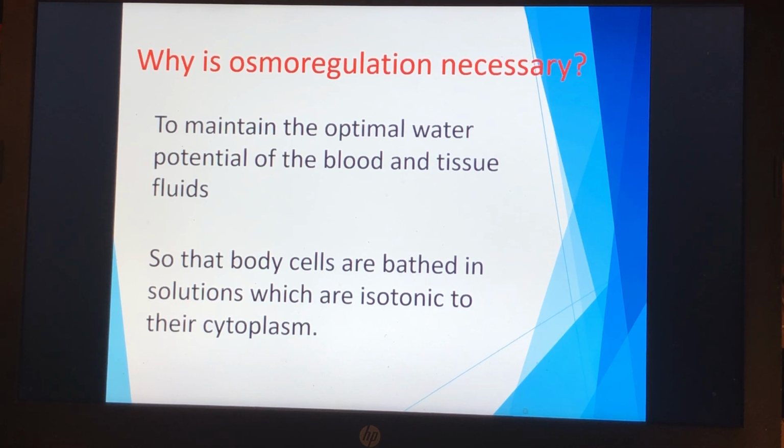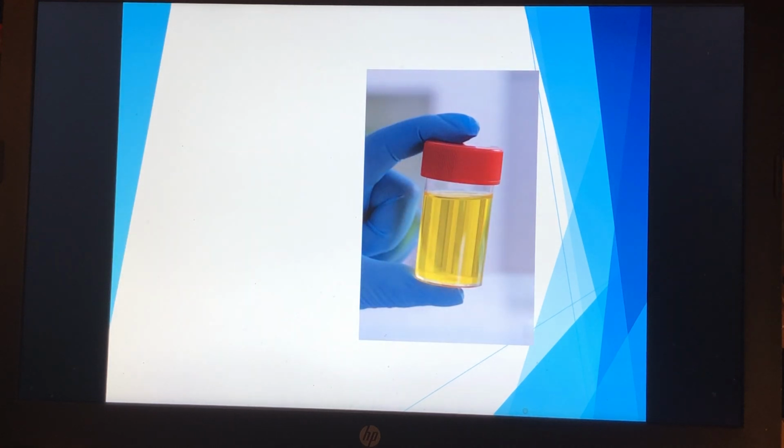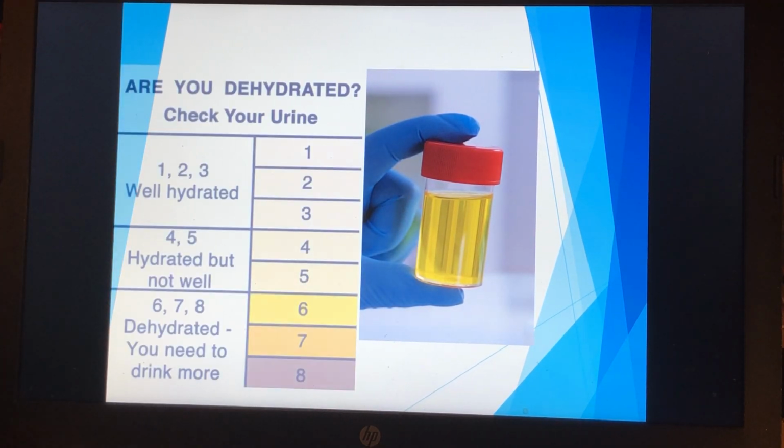So it's really important that your body cells are bathed in tissue fluid that has the right concentration. And in order for that to happen, the level of water and salts in your blood must be kept at that optimal level. Okay, there's a urine sample.